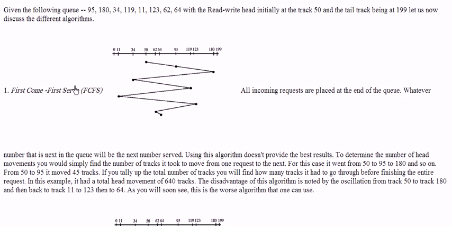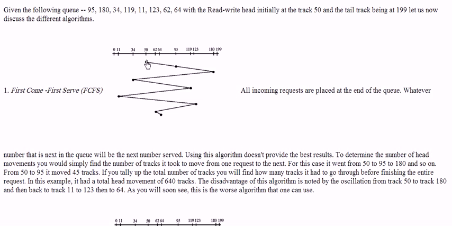So let's start with the first one. We have the following queue, and the question says the read-write head is initially at track 50. So initially we are here at track number 50, and the tail track is at 199. Let us now discuss the different algorithms, with the first one being first come first served. We start with 50.